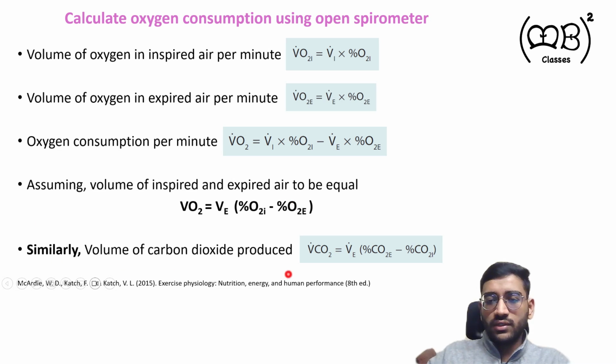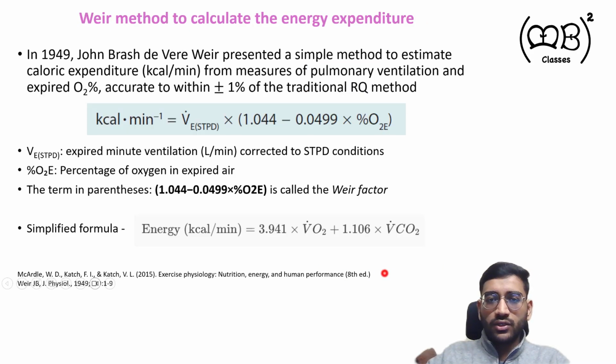Similarly, you can derive the equation for volume of carbon dioxide production, which would be the total volume of expired air times the percentage of carbon dioxide in the expired air minus 0.03%, which is the percentage of carbon dioxide in the inspired air. There's a simpler method to do this, the Weir method. The Weir method was designed by John Weir in 1949. It's a simple method to calculate the caloric expenditure within plus or minus 1% of the traditional RQ method, which we discussed. So the equation is the volume of expired air at STPD conditions.